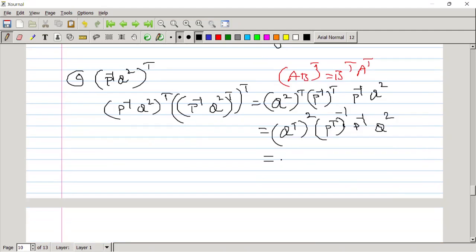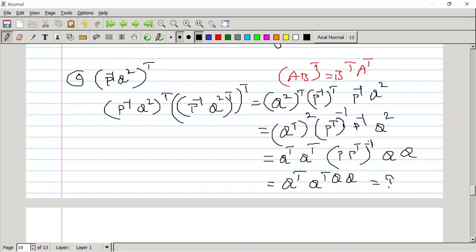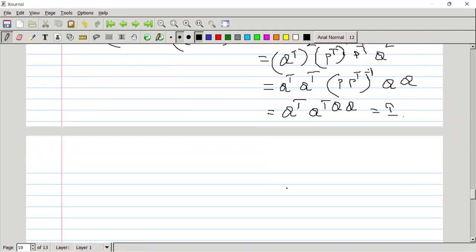We have that P and Q both are orthogonal, so we can write this as Q transpose, P into P transpose whole inverse, into Q square. This can be written as Q into Q. So the middle term P into P transpose is nothing but identity. So we can write this as Q transpose, Q transpose, Q, Q. Again Q is orthogonal, so this is equal to identity by the property of orthogonal.